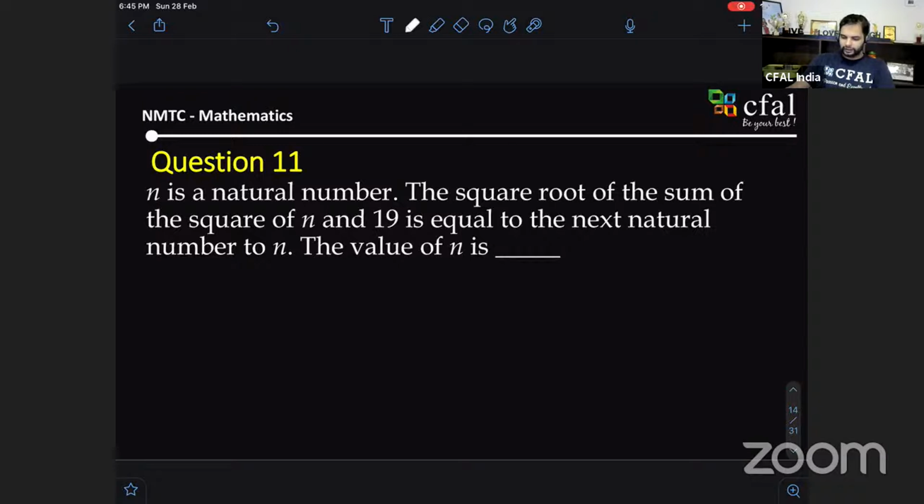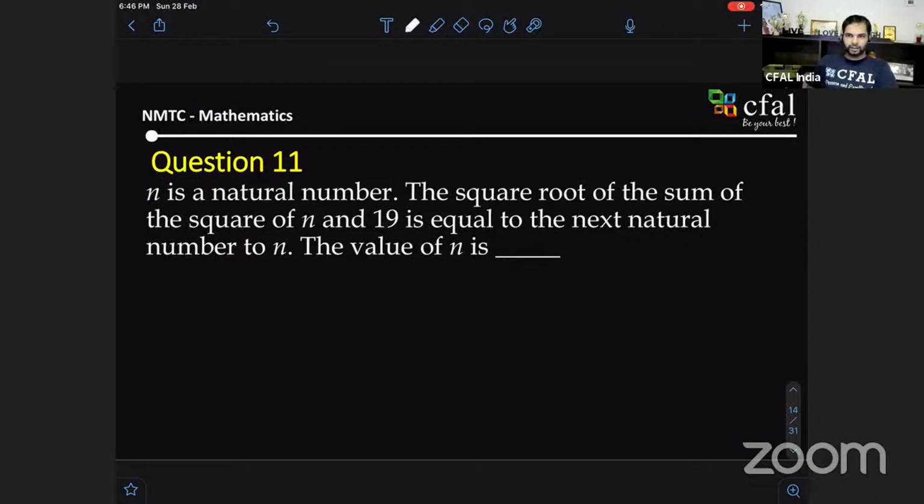So, your major types of problems. One is the MCQs, which we've already seen. The second type is this, right? They directly give a blank, and you have to fill in the number. Okay. So n is a natural number. The square root of the sum of the square of n and 19 is equal to the next natural number. The value of n? Can you write down the equation?